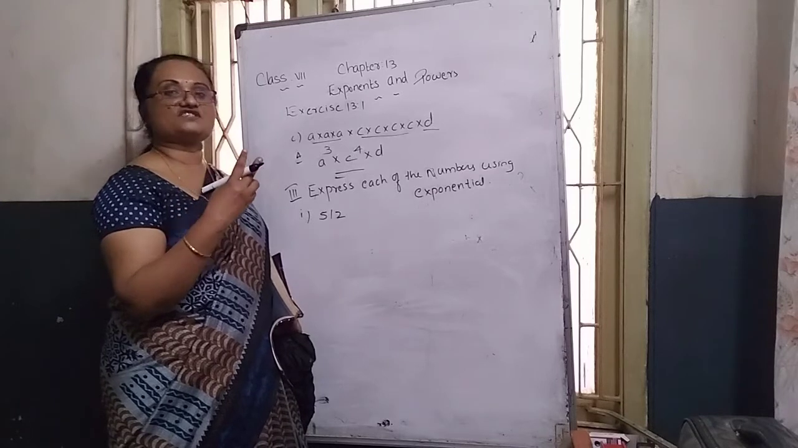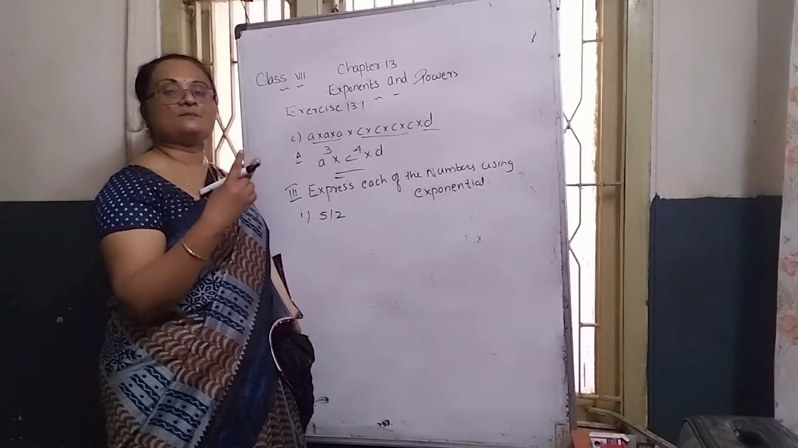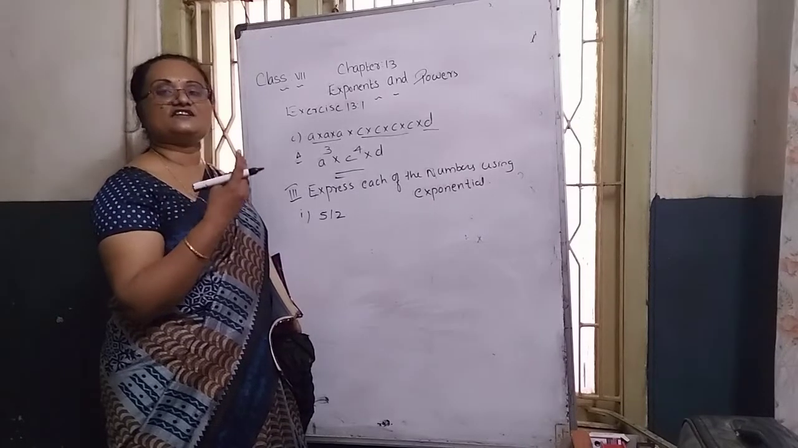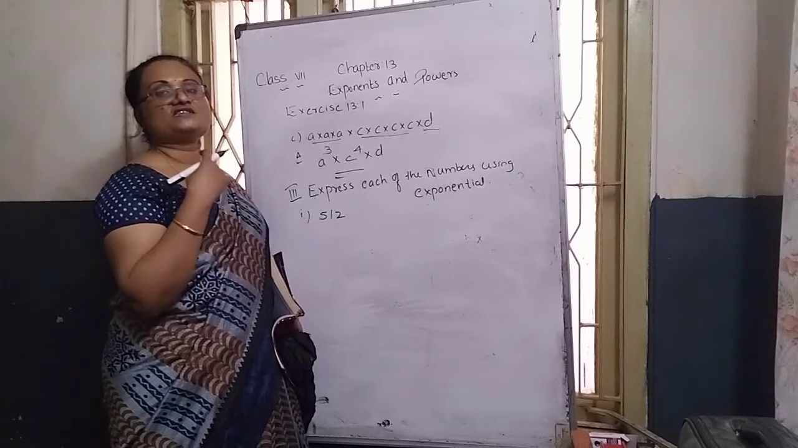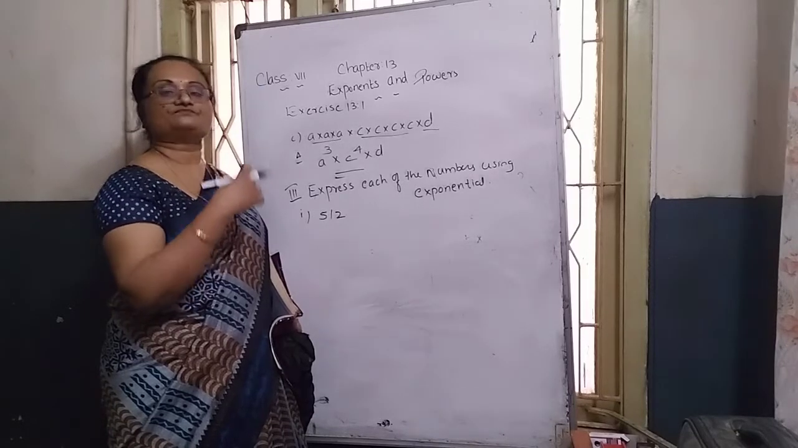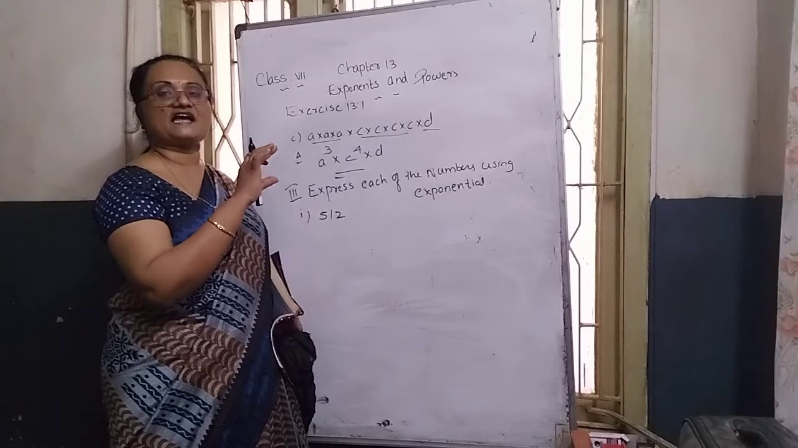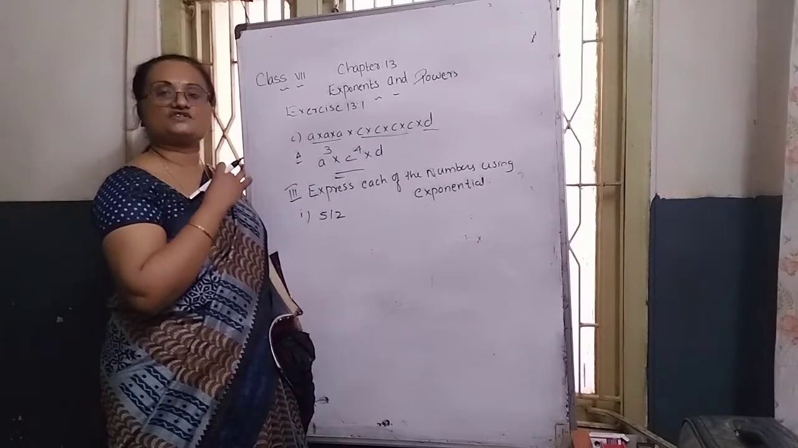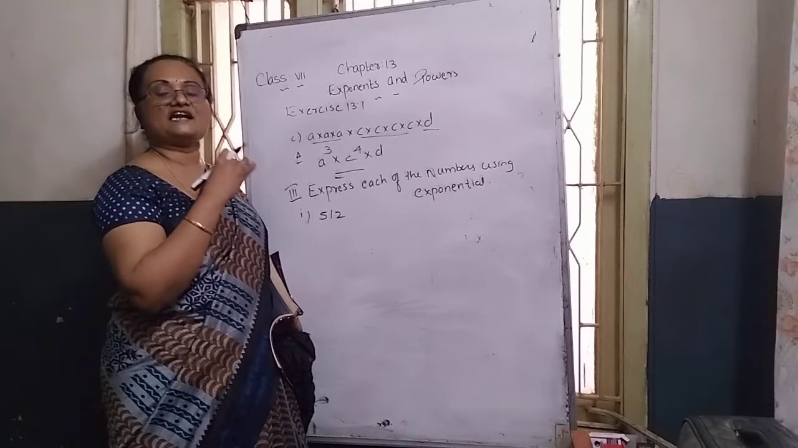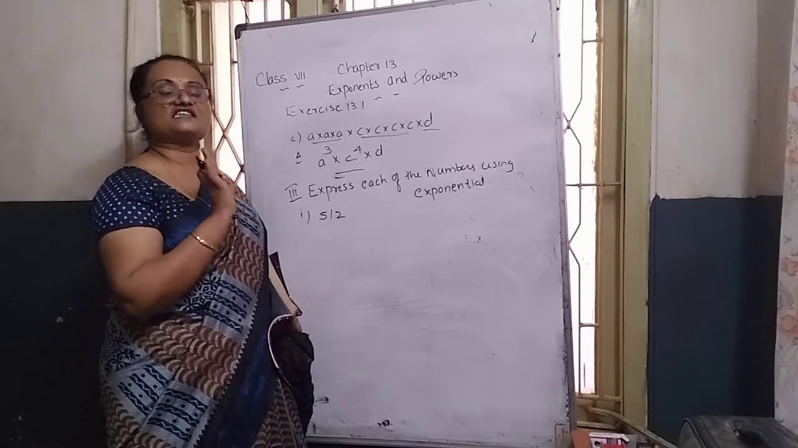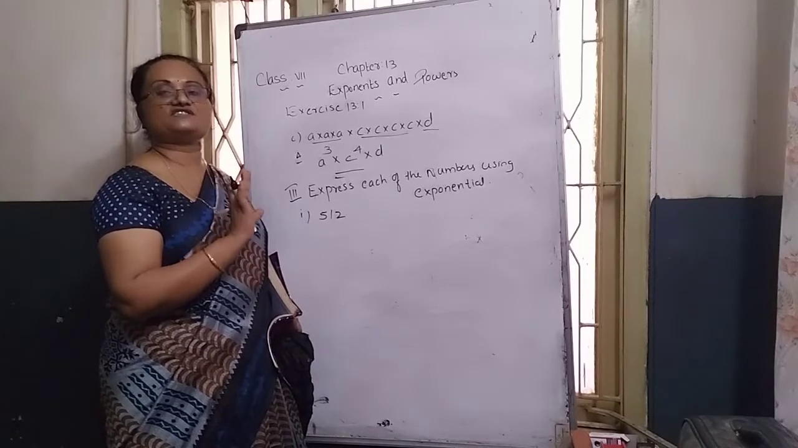Then what is the divisibility test of 2? If the unit place of the given number is an even number, it is possible to divide it by the prime number 2. Then the divisibility test of 3. The next prime number is 3. The divisibility test of 3 says to add the digits of the given number and check whether the answer is a multiple of 3 or not. If the answer is a multiple of 3, the number is possible to divide by 3.